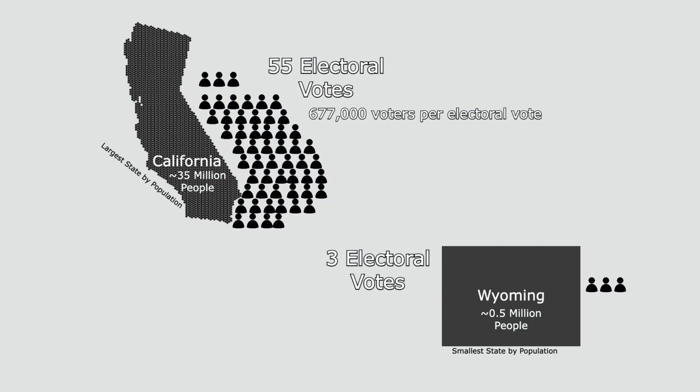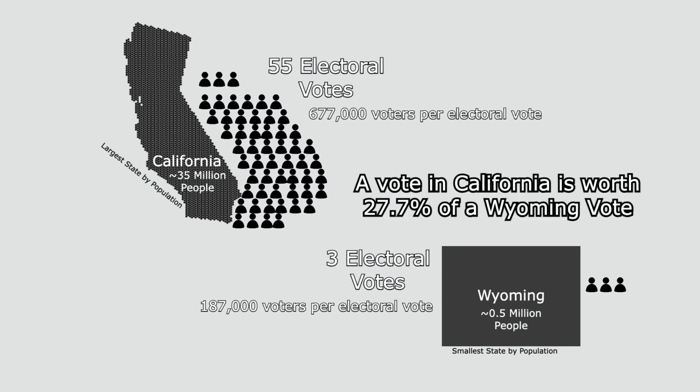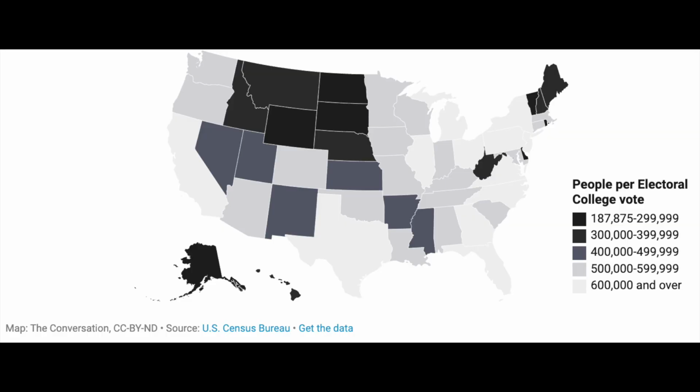Whereas Wyoming has a much, much smaller population of only about 560,000 people, and they get 3 electoral votes, which means that there are only about 187,000 votes per electoral vote. This means that if you live in California, your vote is worth only 27.7% of someone from Wyoming. This is the extreme of the scale, but there are discrepancies across the country. If you live in a bigger state, your vote is worth less for president than if you live in a smaller state. If you're in one of the darker states, your vote is worth considerably more than one of the ones living in a lighter state.